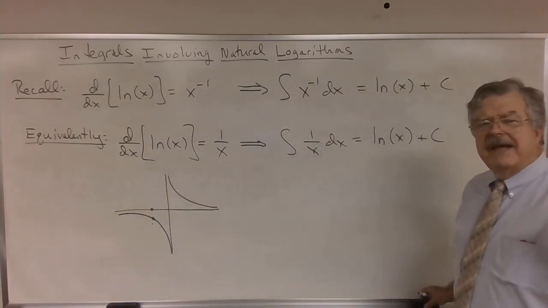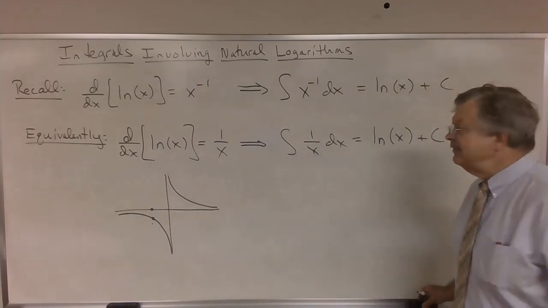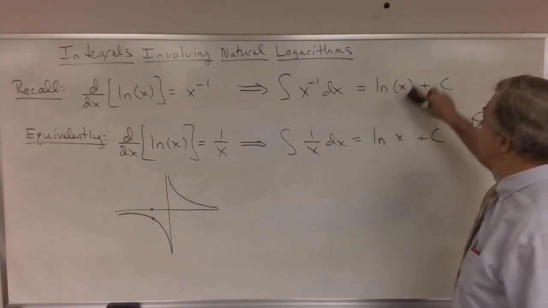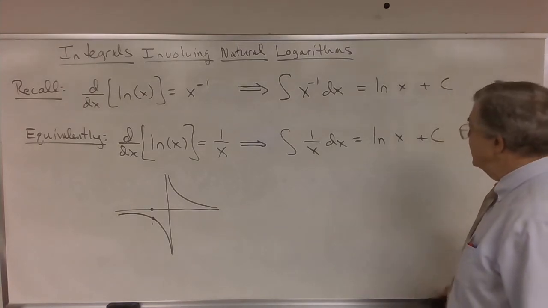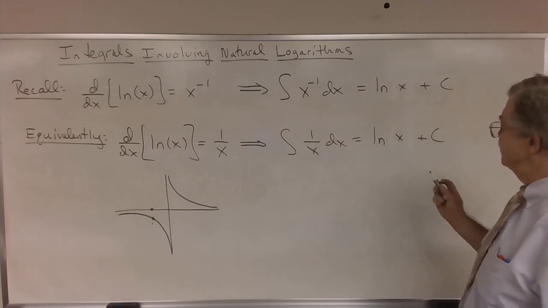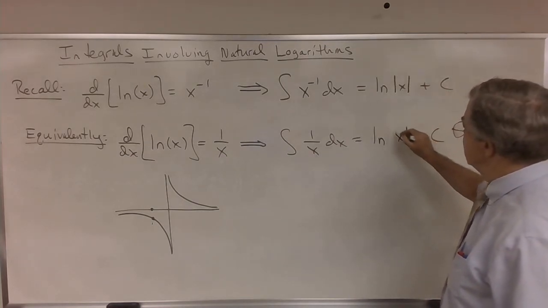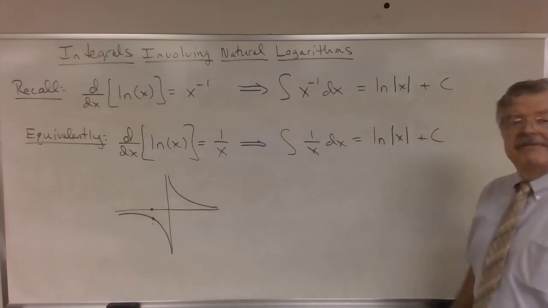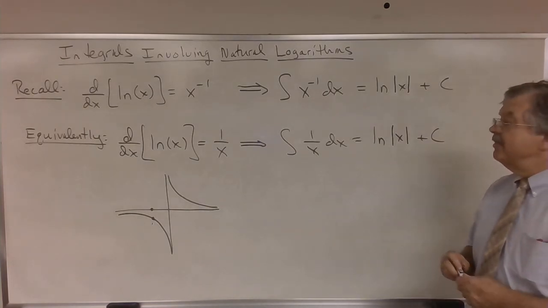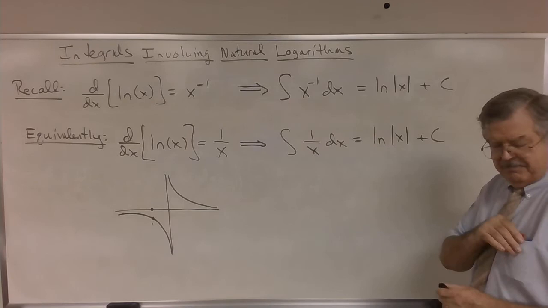And it turns out that this can be remedied very simply. Instead of having the natural logarithm of x, we just have the natural logarithm of the absolute value of x. This is what it turns out to be.